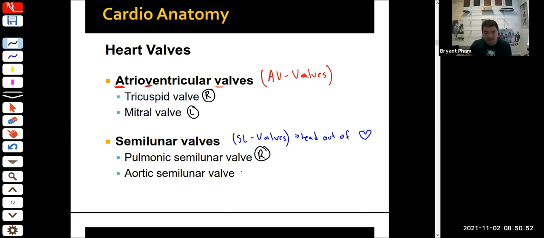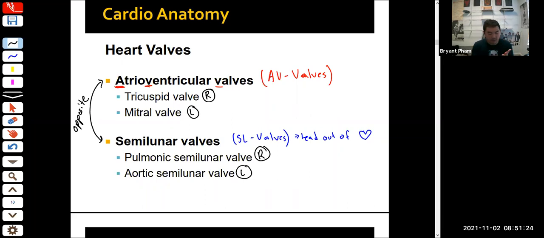Aortic semilunar, therefore you know is left. Okay. Now, because of the way the heart functions, these valves are always opposite of one another. So if your AV valves are open, your semilunar valves are shut. If one is open, the other one is closed. If one is closed, the other one's open.